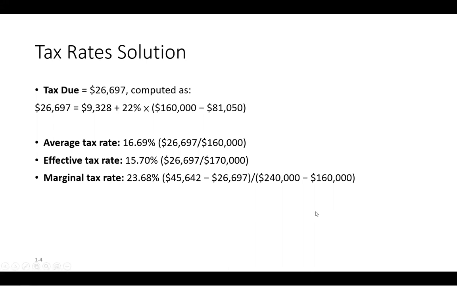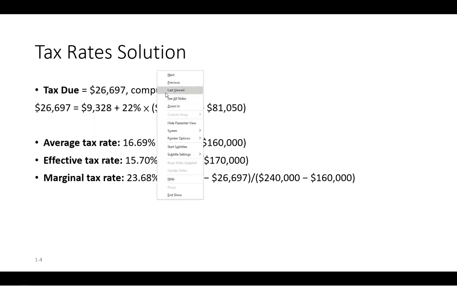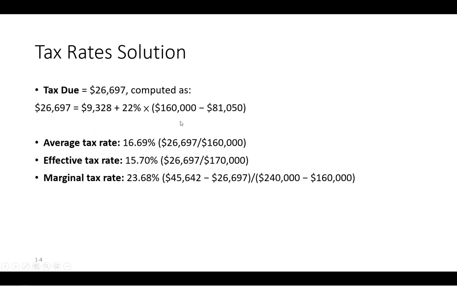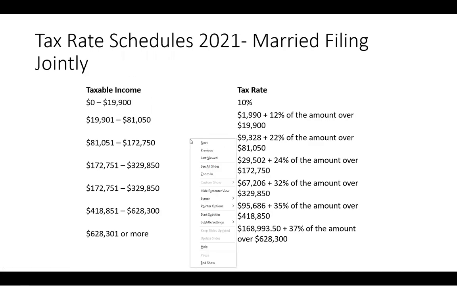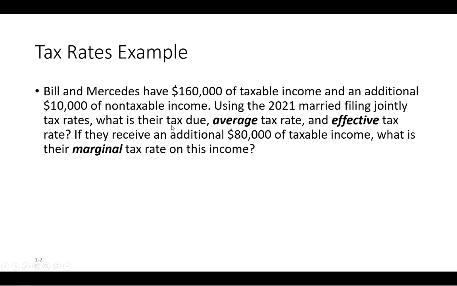This marginal tax rate is different. Let's go back to what it says. If they receive an additional $80,000 of taxable income, what is the marginal tax rate on the $80,000 of income? Just on that income.